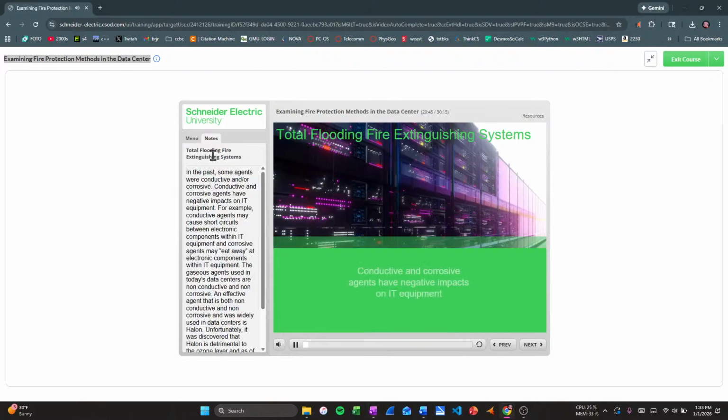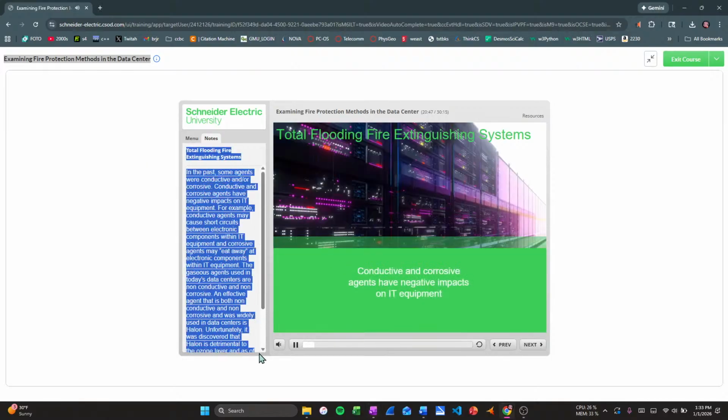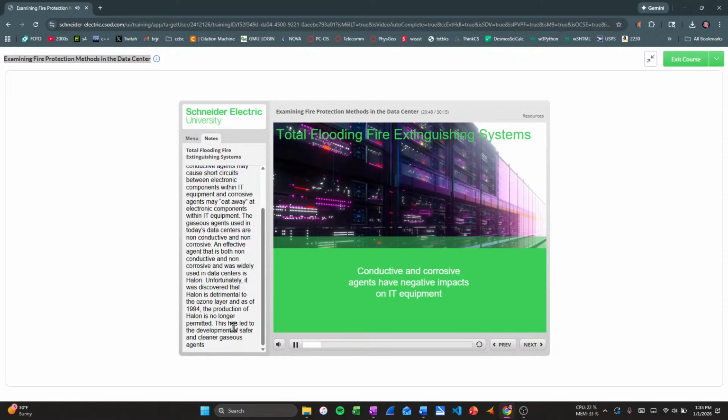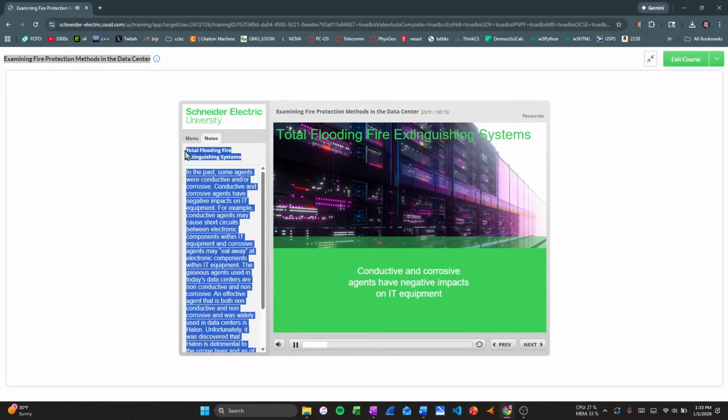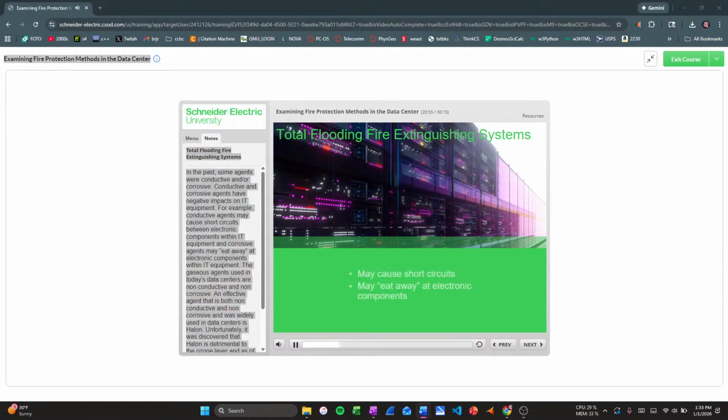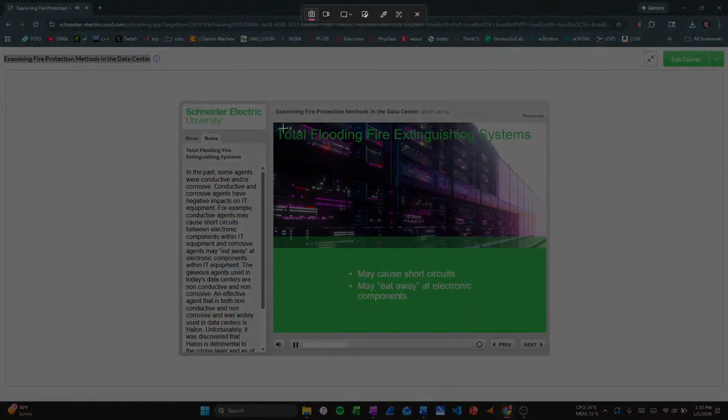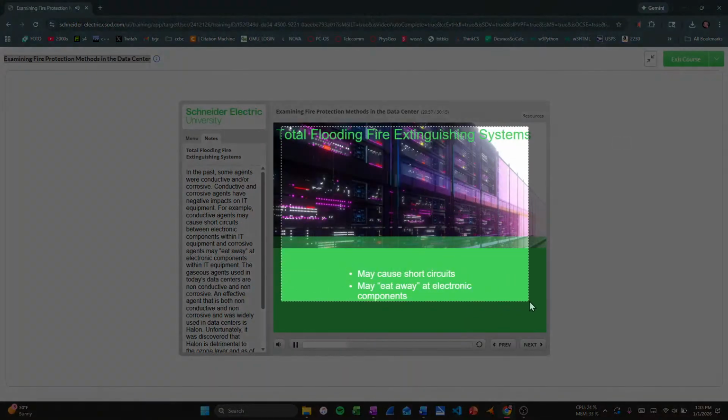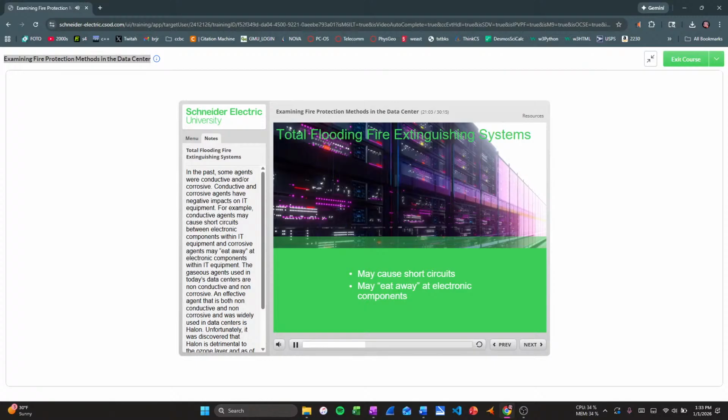In the past, some agents were conductive and/or corrosive. Conductive and corrosive agents have negative impacts on IT equipment. For example, conductive agents may cause short circuits between electronic components within IT equipment, and corrosive agents may eat away at electronic components within IT equipment. The gaseous agents used in today's data centers are non-conductive and non-corrosive.